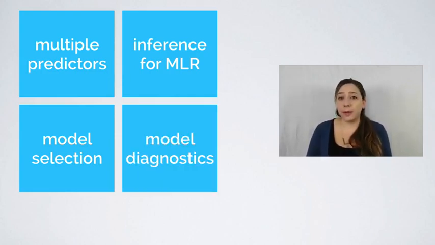Lastly, we're going to wrap up our discussion with model diagnostics. These are basically the set of conditions that need to be met for our multiple linear regression model to be valid. And just like with the regression with a single predictor, we're going to talk about graphical diagnostic approaches for determining whether the conditions for our model have been met.